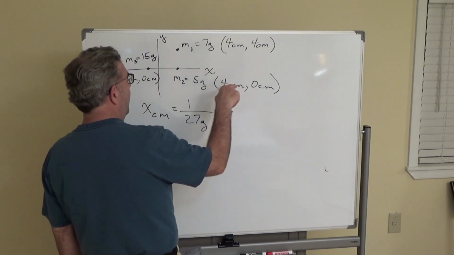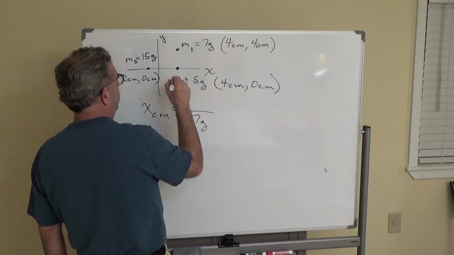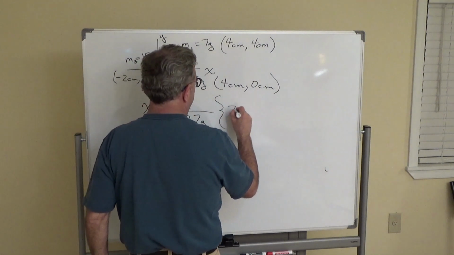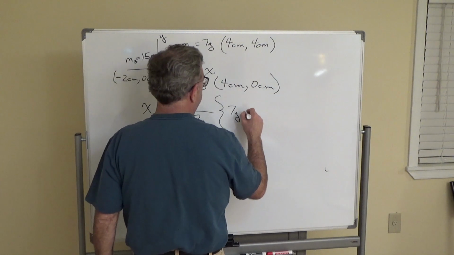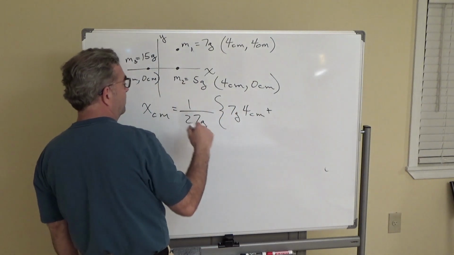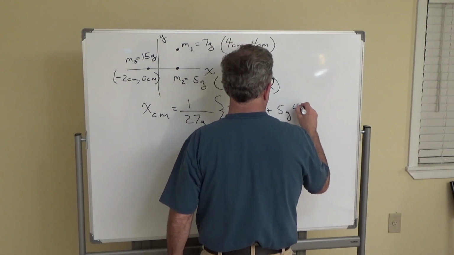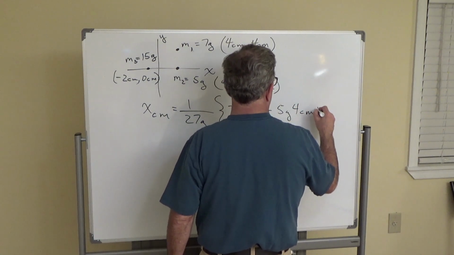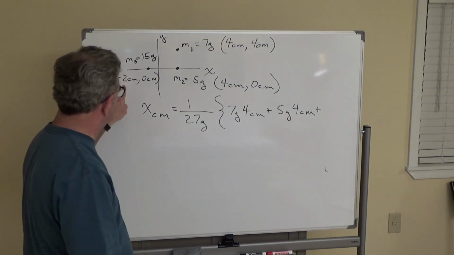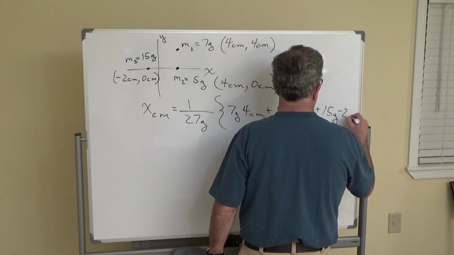And then we have to sum up the positions times the little masses. So we have M1. M1 is 7 grams at 4 centimeters. I'm only looking at the X direction. Plus M2 is 5 grams at 4 centimeters. Plus M3 is 15 grams at -2 centimeters.